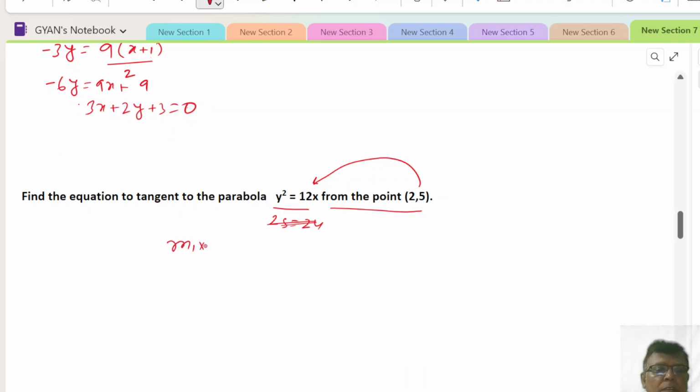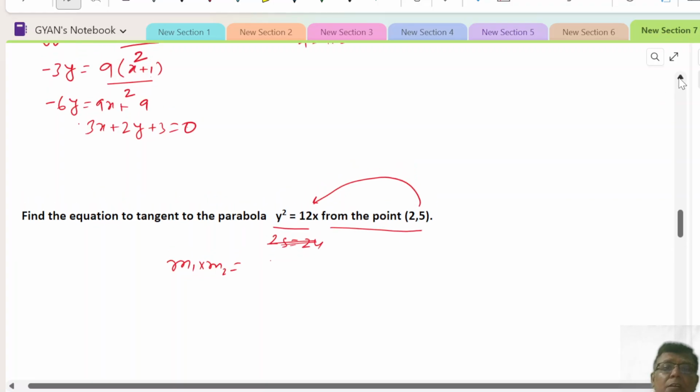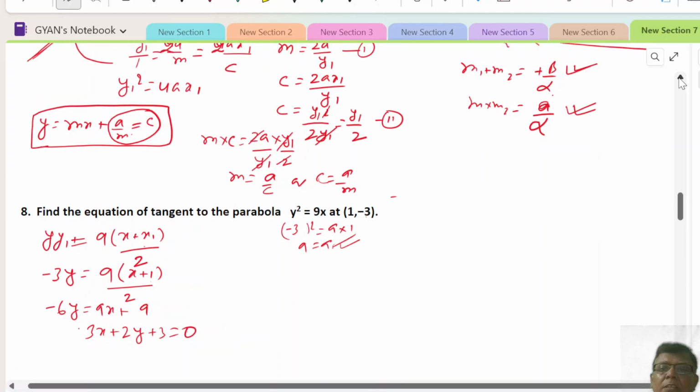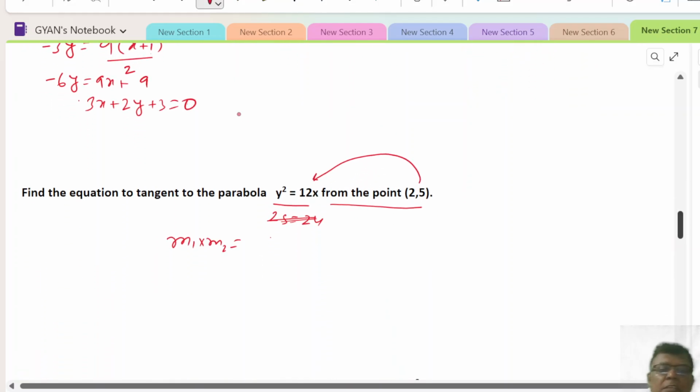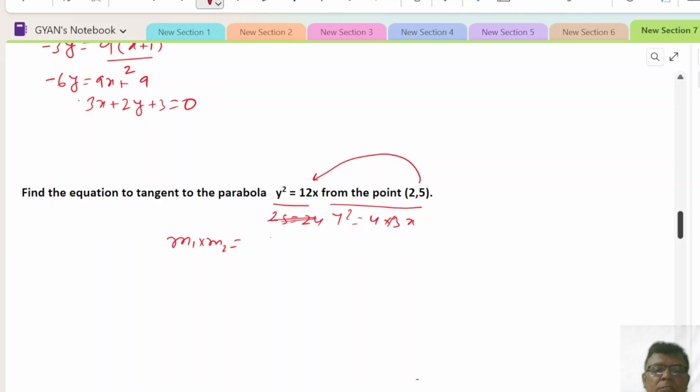So m1 into m2 is equal to what we have derived, that is a by alpha, and m1 plus m2 is beta by alpha. So what is a by alpha? Here y square is equal to 4 into 3 into x. So this is a, so a is 3 and alpha is 2. So m1 into m2 is 3 by 2, and m1 plus m2 is equal to beta by alpha. So what is beta? 5. Alpha, what is alpha? 2.